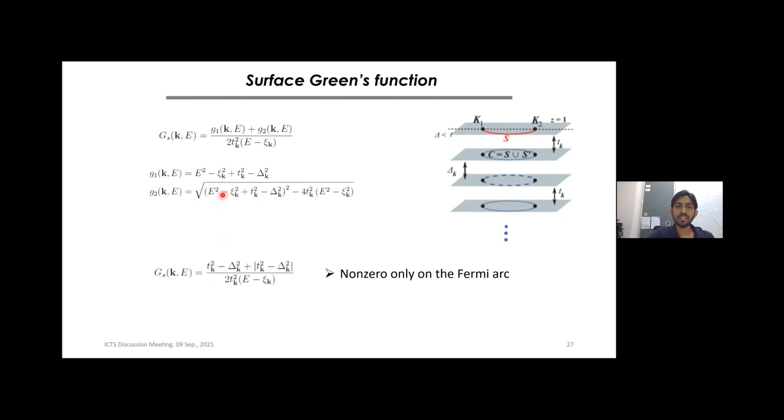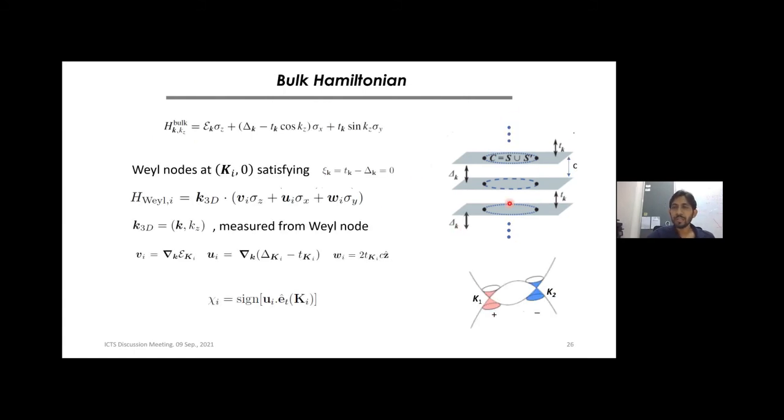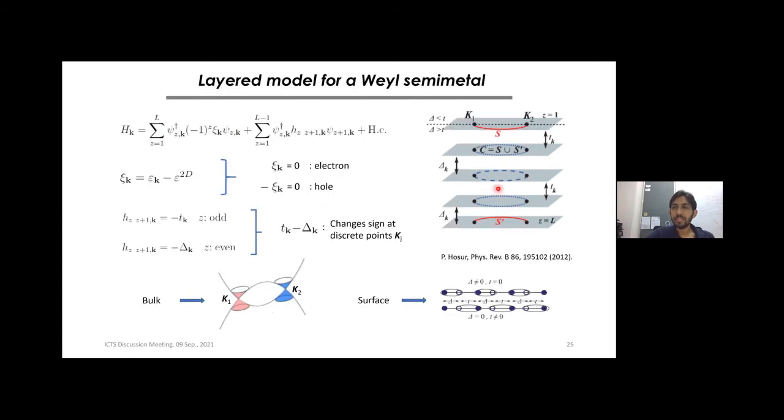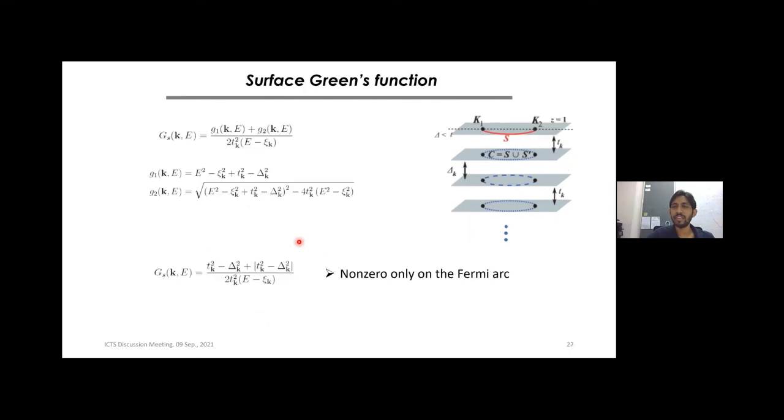And here, this cancels out, I have mod of Tk square minus delta K square. And now you immediately see that this is non-zero only when Tk is greater than delta K, but immediately goes to 0 when Tk is less than delta K. And this is exactly what a Fermi arc is, right? Here, it has to appear only on a certain segment on the surface, as long as Tk has some relation with delta K. And this is exactly what we have found out.